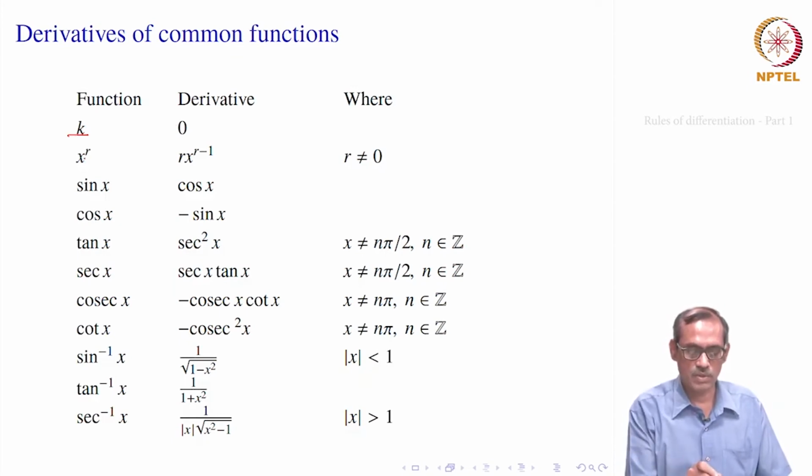If it is x to the power r, then it will give r x to the power r minus 1, where r is not 0. If r is equal to 0, it is of course 0, but it looks absurd to apply it here. Of course, it is coming from there. It is not a particular case, but as a mnemonic it is so. So, x to the power r is r into x to the power r minus 1.